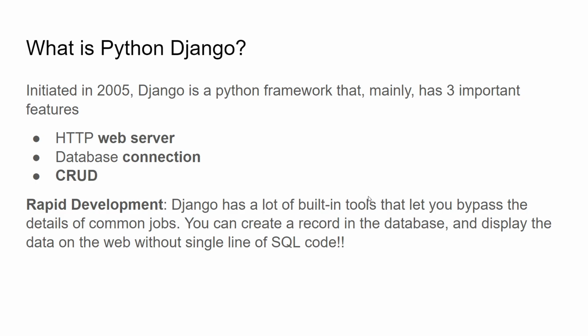So Django is for rapid development, with a lot of built-in tools. You don't need to know every single thing in order to develop the system. You can bypass the detail of common jobs, for example, creating a record or making the connection to the internet by HTTP. You can create a record in the database and display the data on the web without a single line of SQL code. Since our job is to develop the system, we may bypass the database creation to someone else. Python Django is going to do that job for us.